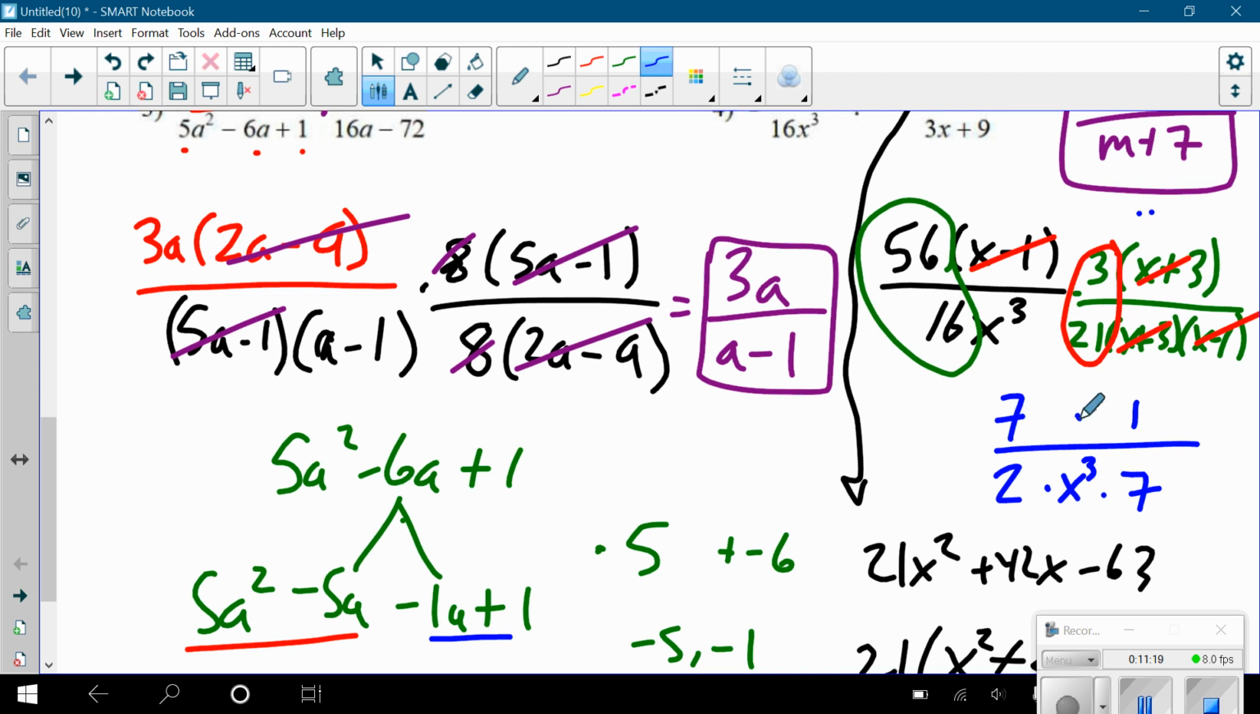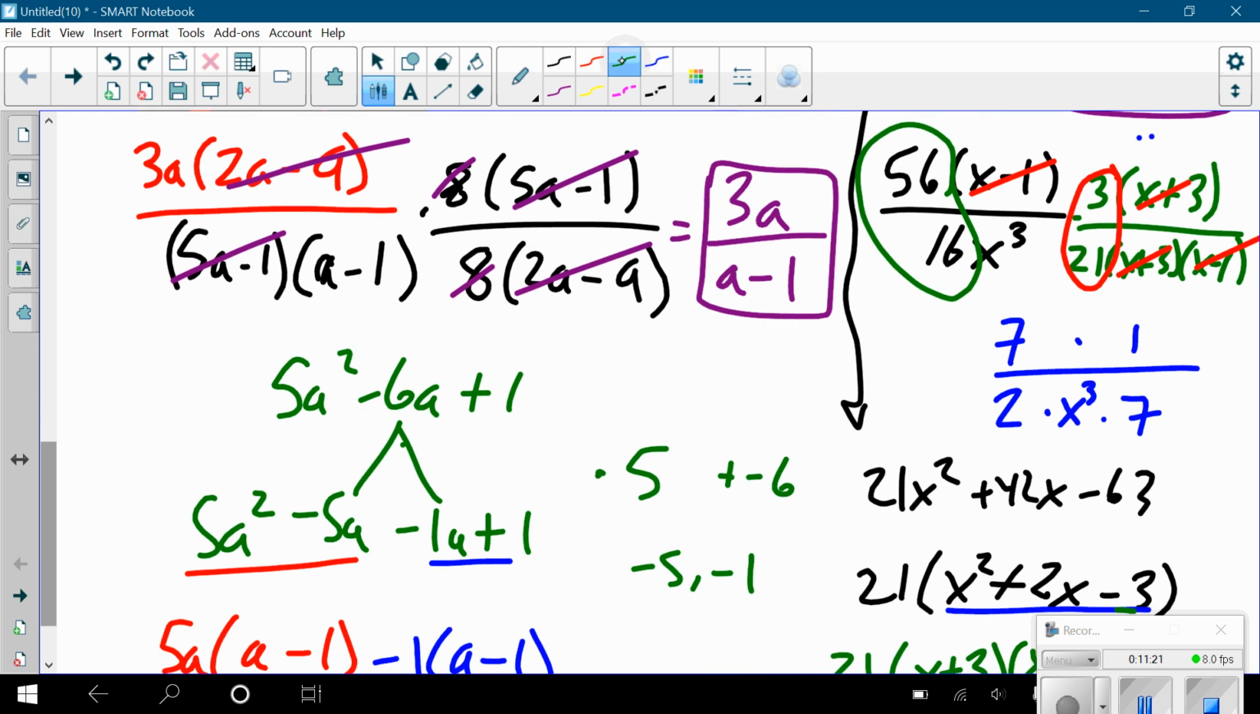And this one's going to require another step, because now I have a 7 on top and a 7 on bottom. Then you can kind of bring it home. Okay. Last thing we're left with is just nothing on top, meaning a 1 on top. And on bottom, you have a 2x cubed. And that's your final answer.